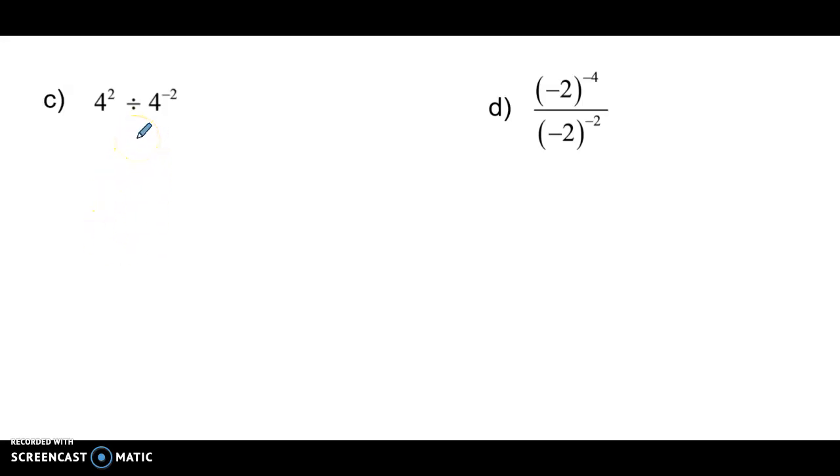So in example C, we have to remember our rule for division. If the bases are the same and we're dividing, we subtract our exponents. So we're going to keep the same base of 4, and we have to be really careful now.